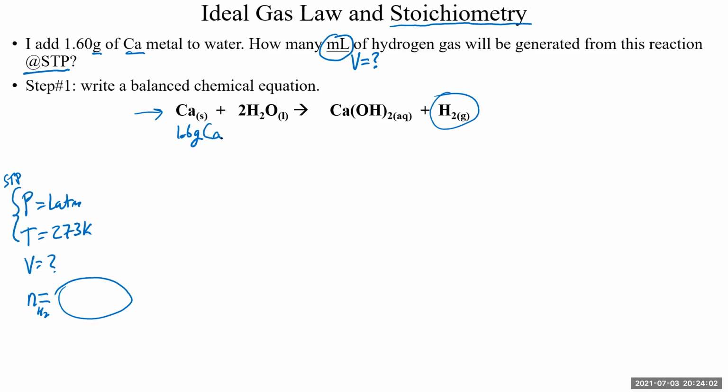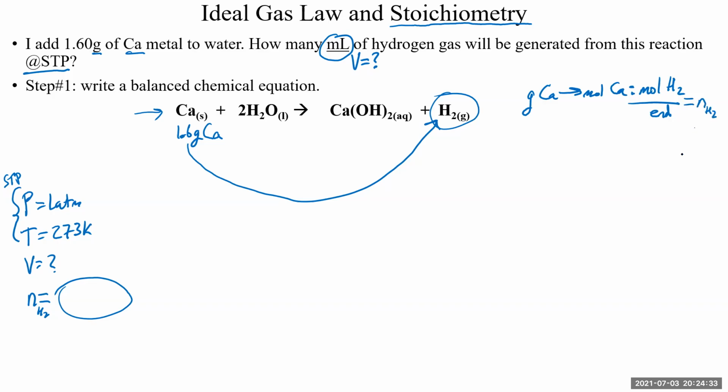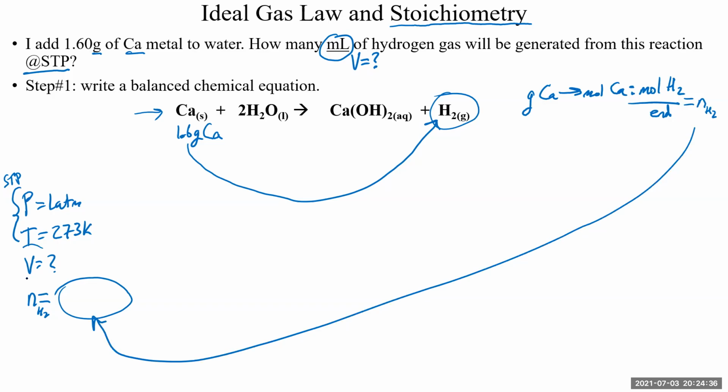So we have 1.6 grams of calcium. How does that relate to hydrogen? We're not going to want grams of hydrogen. We're going to want moles of hydrogen. So we're going to go from grams of calcium to moles of calcium, because you can't use the chemical equation otherwise. And then we're going to relate that to moles of hydrogen gas. And that's where we're going to end up. We stop right there. We don't care about grams of hydrogen. We're going to take those moles of hydrogen, plug that in over here, and figure out the volume from the ideal gas law.